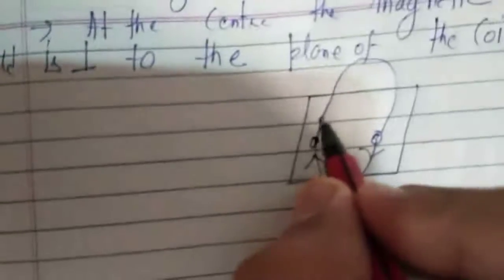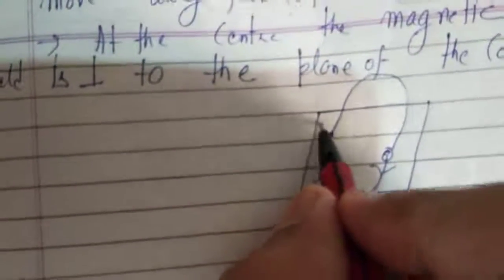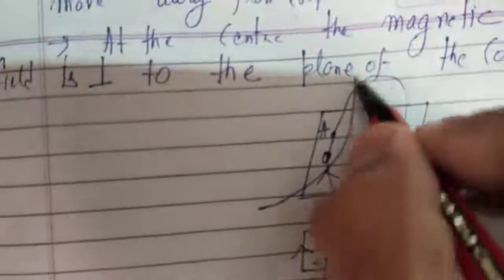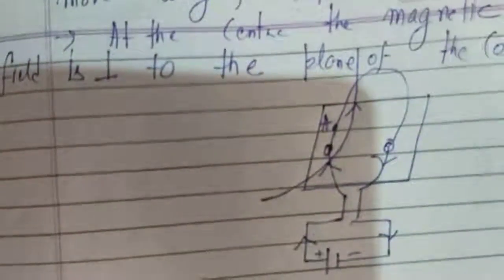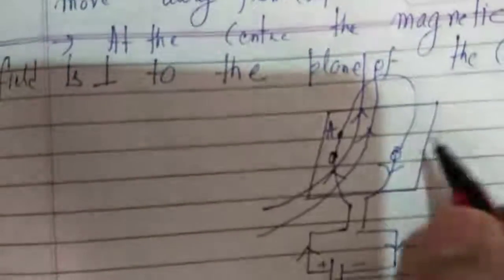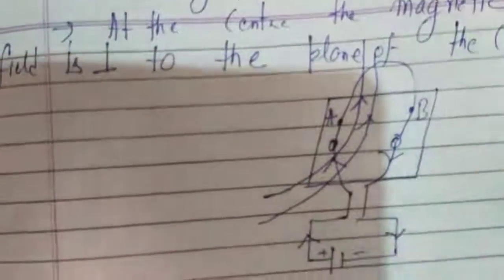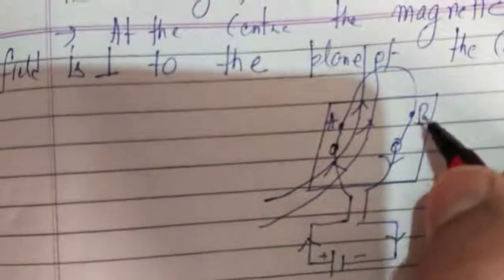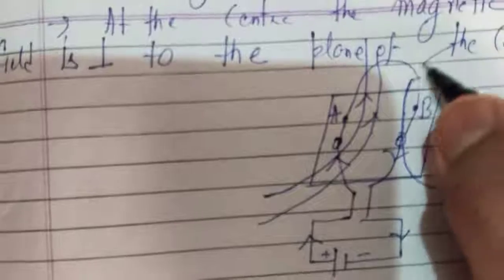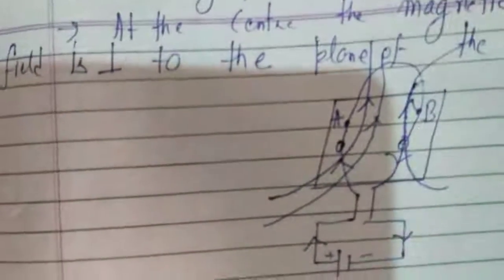and coming like this. You will first apply the right hand thumb rule at point A. You will get the direction of magnetic field lines in such a way, like this. Draw 2 lines, it's enough. Then you will apply the right hand thumb rule by looking at the direction of current. It is now downward. You will get the direction this way.